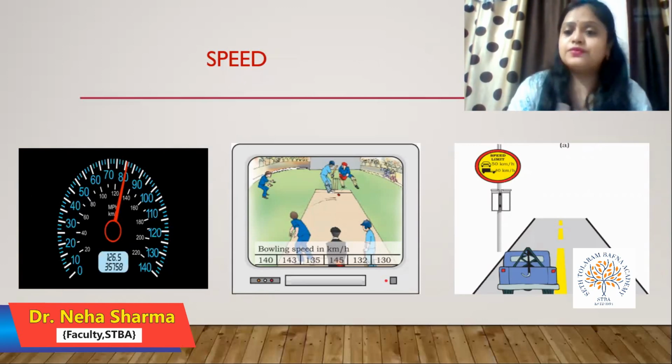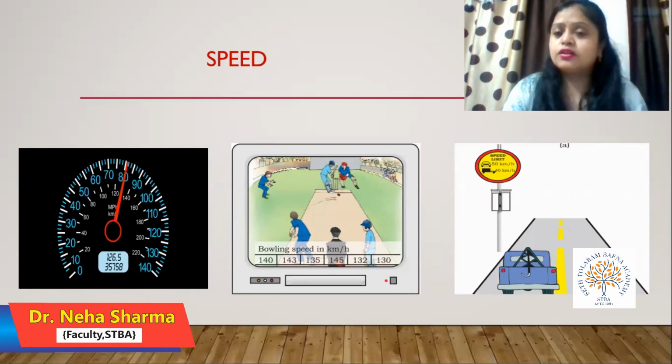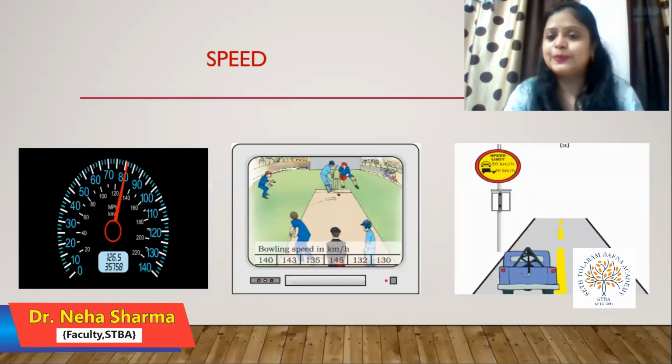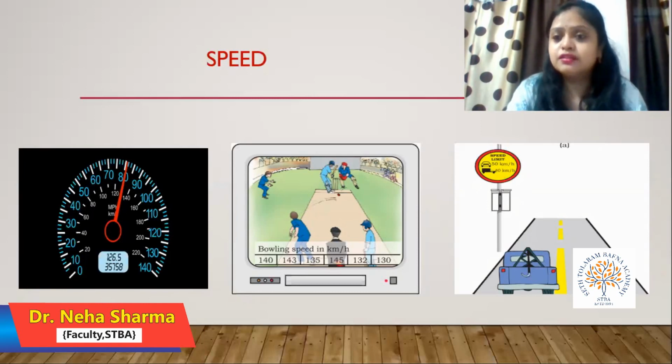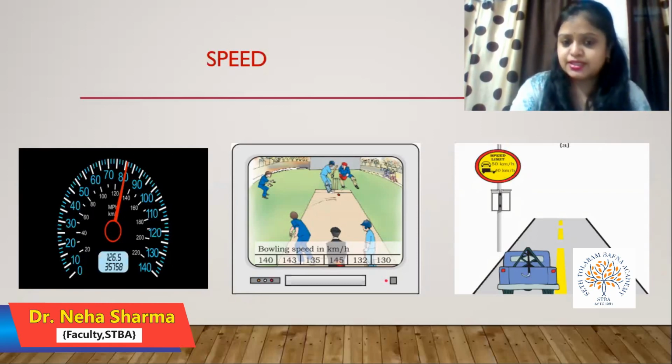Or if I'm saying that the speed of the car is 40 kilometer per hour, sometimes you observe that a speed limit is mentioned, like in the right corner picture, that is 50 kilometer per hour or 40 kilometer per hour. So that is the limit. So the speed would be 40 kilometers, and that distance should be covered in 1 hour.